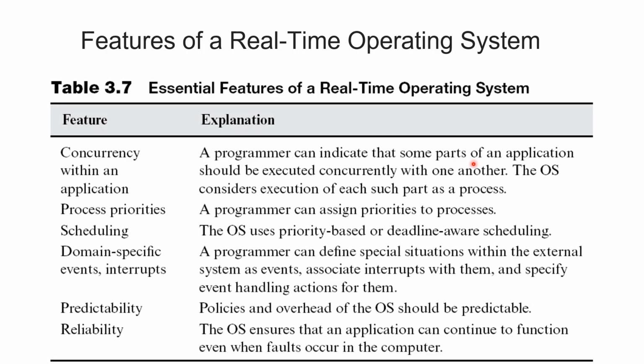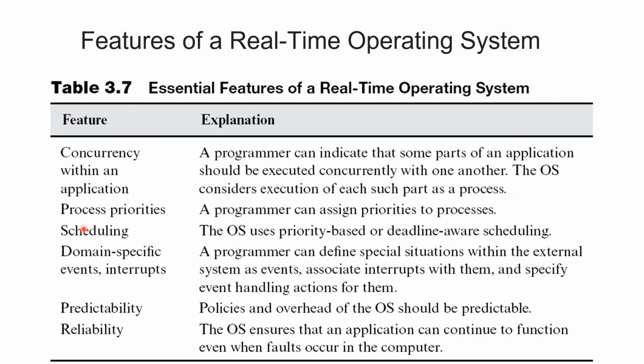Okay, so what are the features of a real-time operating system? The essential features of real-time operating systems include concurrency within an application. Within an application, there is parallel operation, and concurrent executions may take place. Within one another, it may execute concurrent operations. The OS considers the executions of such parts of the process.